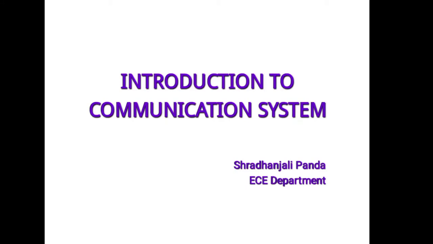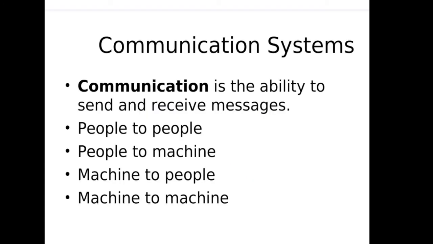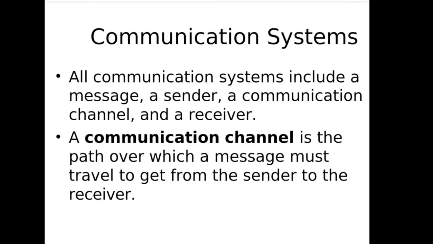Let us discuss the Introduction to Communication System. A communication system is the ability to send and receive messages. It may be communicated by people to machine, machine to people, machine to machine. A communication system includes a message, a sender, a communication channel and a receiver.